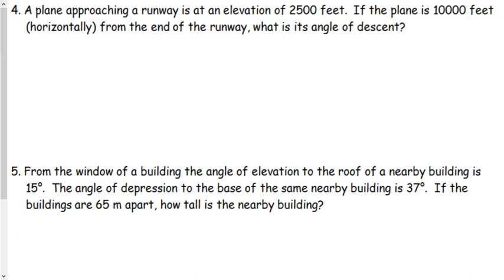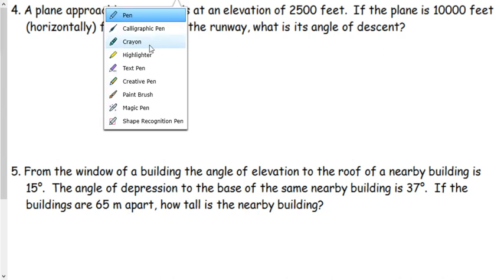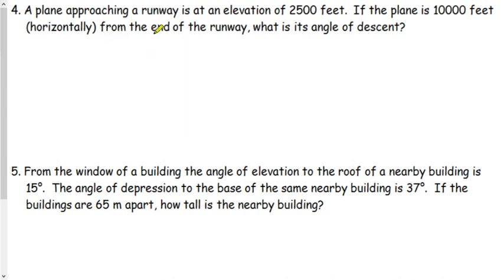These get a little trickier. Number 4: we've got a plane approaching a runway. It's at an elevation of 2,500 feet. If the plane is 10,000 feet horizontally from this, that means on the flat part, from the end of the runway, what is our angle of descent? So this is a little tricky. Let's pick out some important information here. First of all, you should stop the video, see if you can draw your picture, and then play it so you can see my picture, and then try and solve your problem.